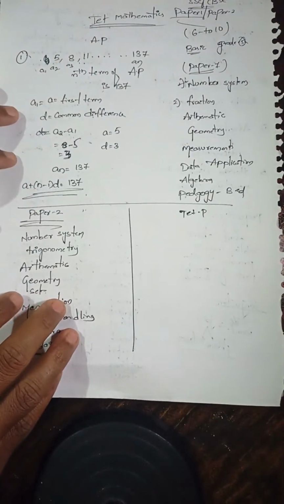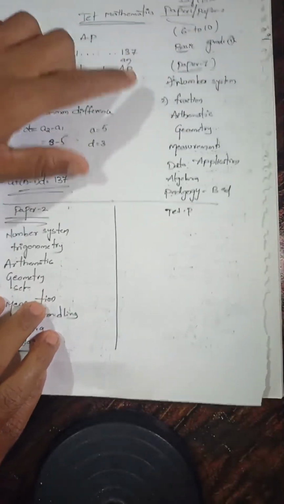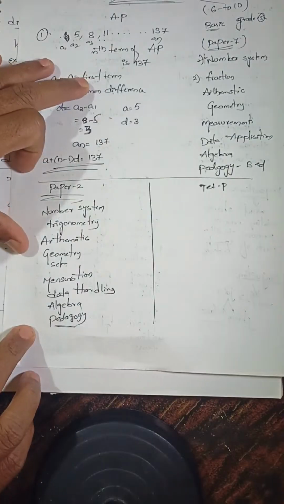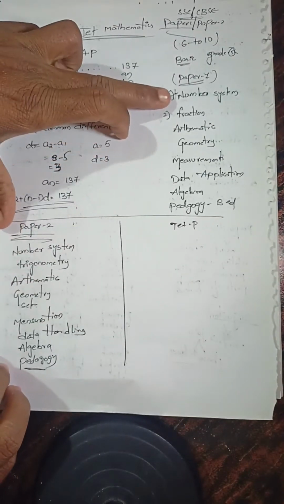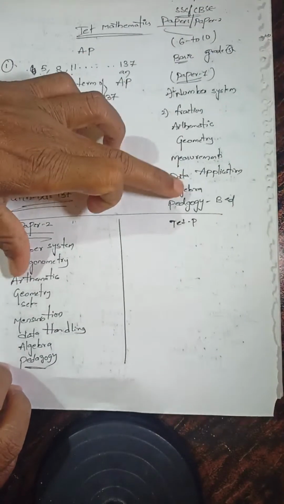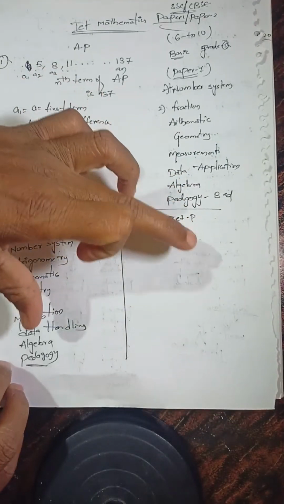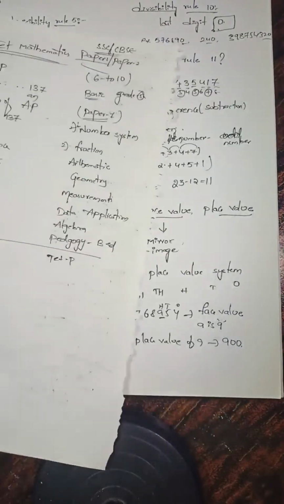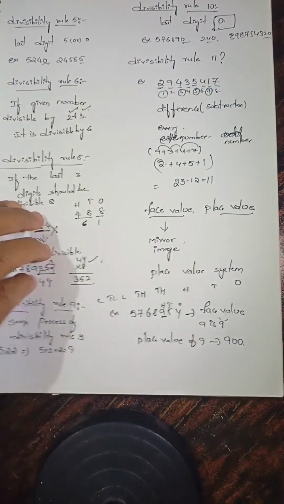Now see, here I have written everything. Give me a minute. So this is paper one mathematics, and this is paper two mathematics. Roughly I have written the topics: number system, arithmetic, geometry, mensuration, data handling, algebra, as well as pedagogy, which is common for paper one and paper two. In the morning session, I have discussed it.